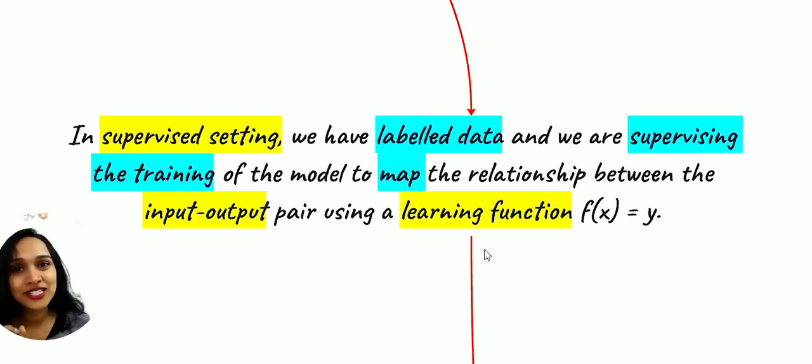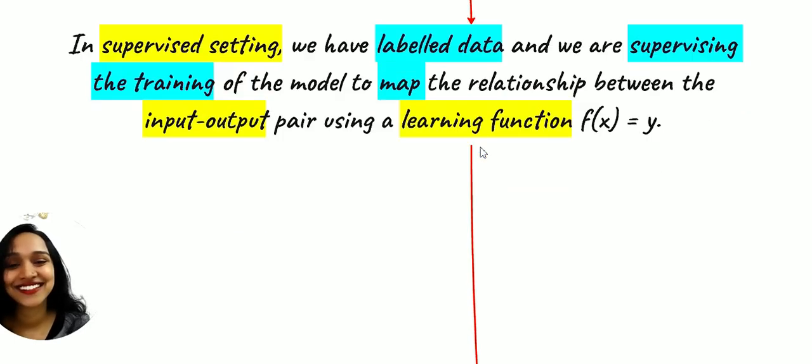So what can we call this function? This function is essentially learning the relationship between the input and the output. So let us call this function the learning function. The learning function maps the relationship between the input and the output using the labeled training data. This is how a supervised machine learning model works. Very interesting, isn't it?